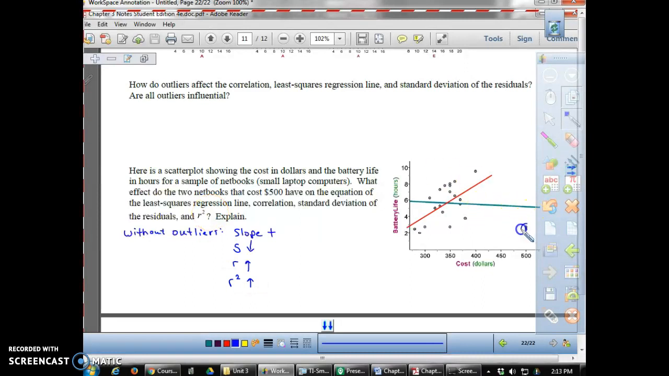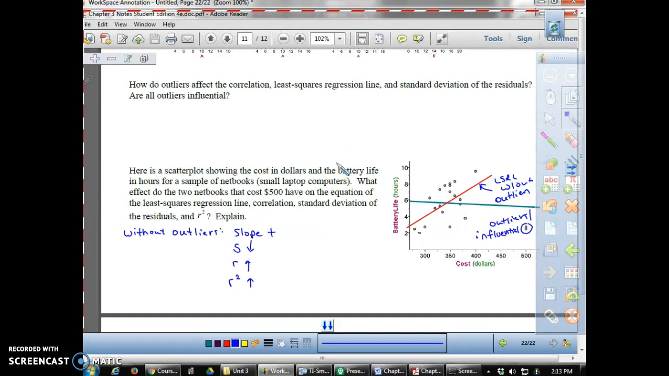So these are outliers because they're not in the pattern of the rest of the data. And they are also influential because they're impacting the model quite a bit. And then I think this would be roughly the least squares regression line without the outliers.